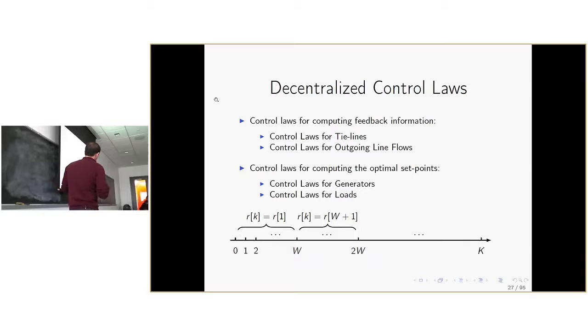So basically, every W time slots, we receive a new regulation signal. So the value of the regulation is fixed here. Over the first few time slots, the algorithm runs and computes the new set points. So let's say over three time slots, it runs and computes the set points. Over these time slots, we just ensure that the system is feasible, but it might not be perfect.